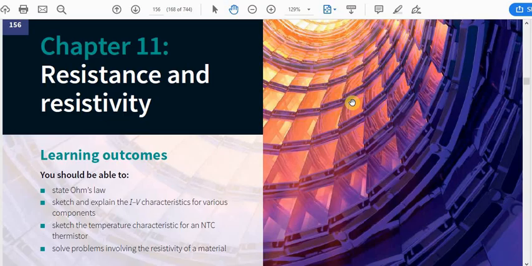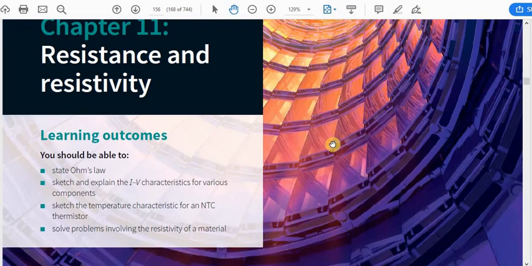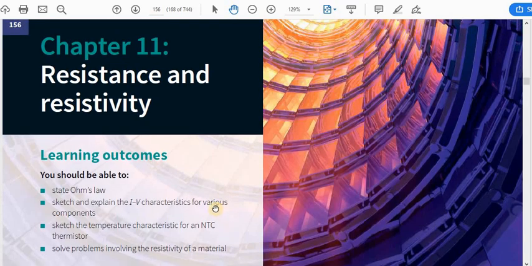We also have PTC thermistors. In a PTC thermistor, when the temperature increases, the resistance increases, and when the temperature decreases, the resistance decreases. Okay, and the last point here is solve problems involving resistivity of a metal.